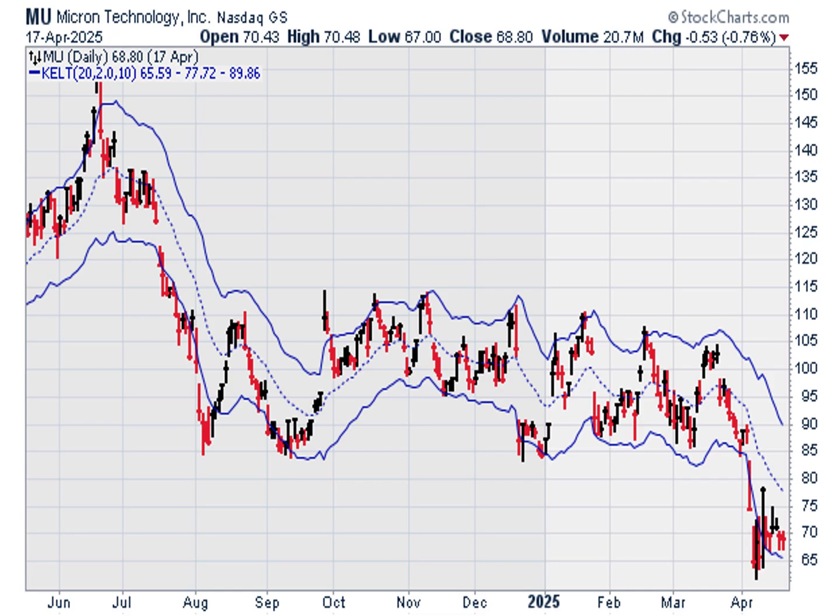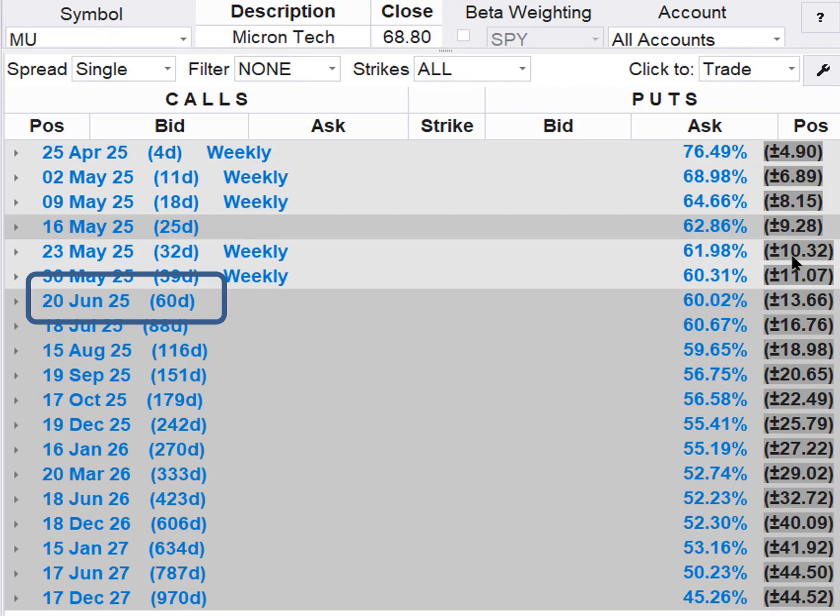Next, we're going to look at a daily chart that displays the Keltner channel. As a rule, we don't want to buy puts if the stock price is below the lower Keltner channel line. Anywhere inside the Keltner channel or even above the Keltner channel is fine. MU is above the lower Keltner channel line, so MU is inside the sell zone. Since the trend is down, we want to buy a put.